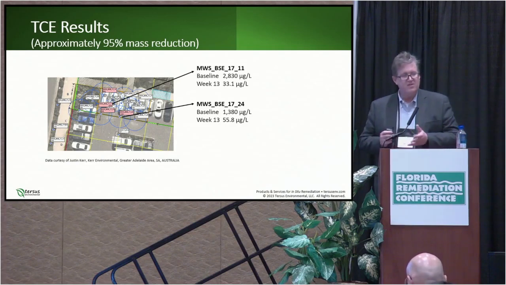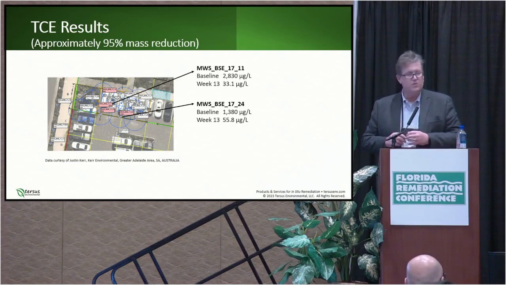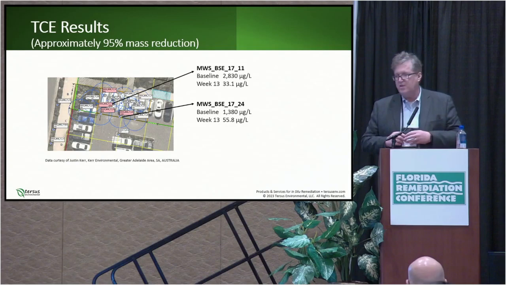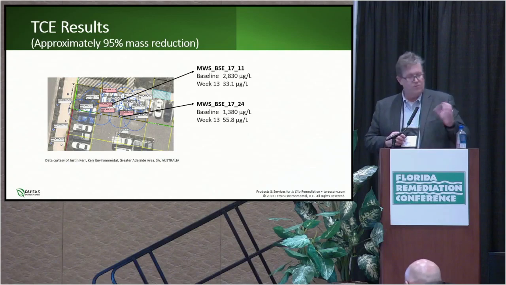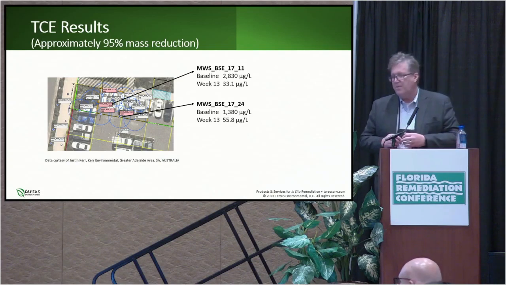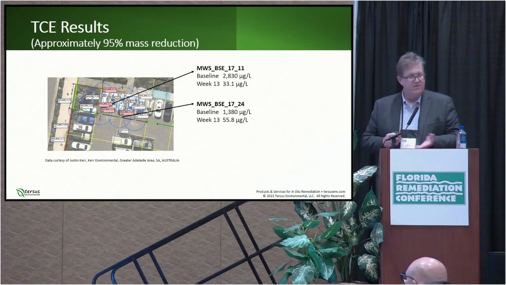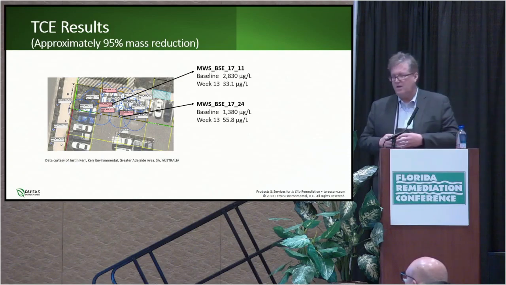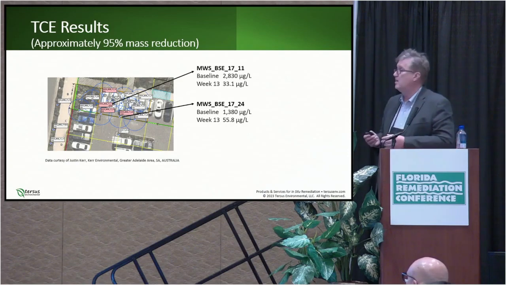They estimated perhaps in 13 weeks we got 95% mass removal. So you can see going from almost 3 milligrams per liter to 33 parts per billion right there in the source area, and then a little bit down gradient, like 1.3, 1.4 milligrams per liter to 56 parts per billion. So fairly good destruction of the contaminant in a short period of time.